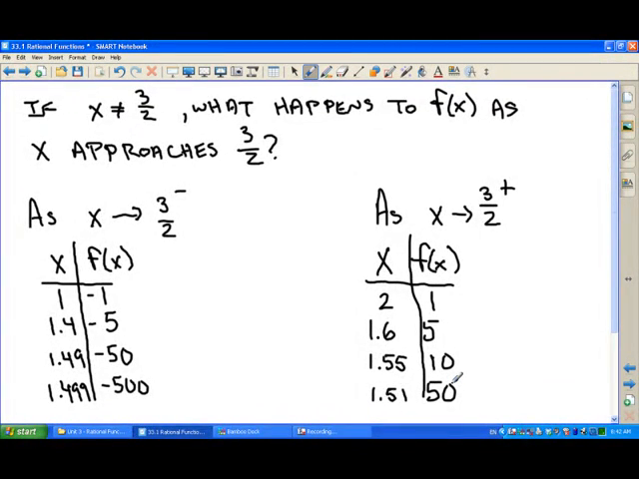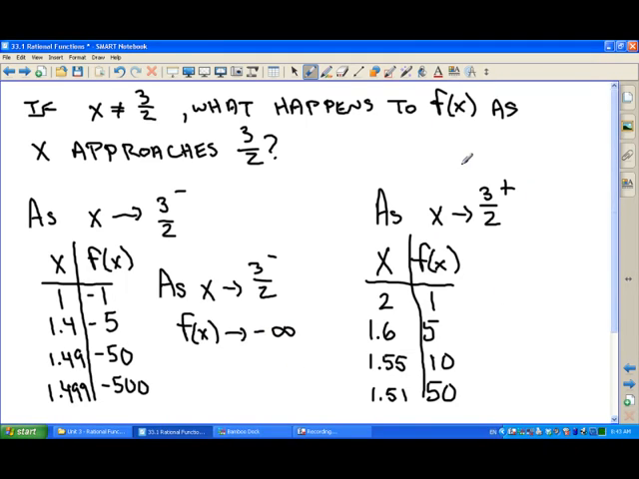So I've filled in my tables, and you can see as I get closer and closer to 3 halves from the left, the y values of my function are getting larger, towards negative infinity. They're getting more negative. So as x approaches 3 halves from the left, f of x is approaching negative infinity.